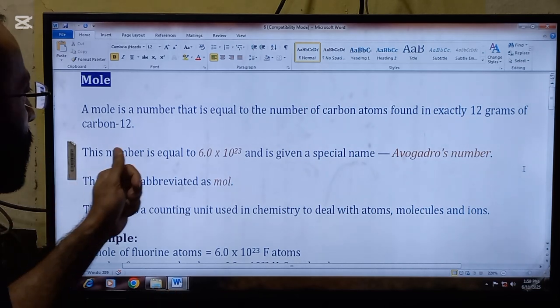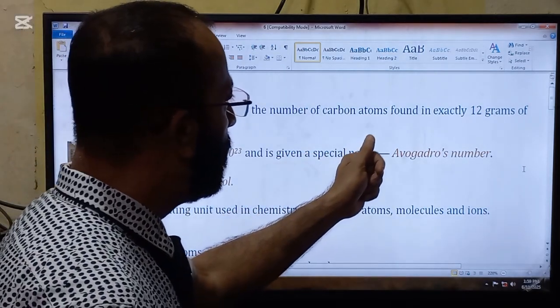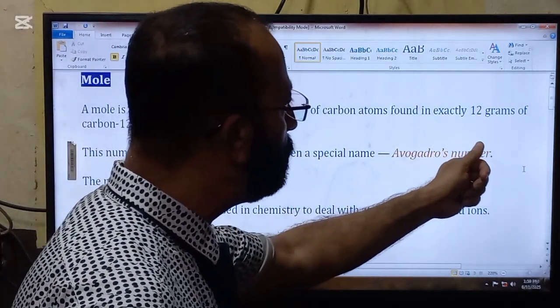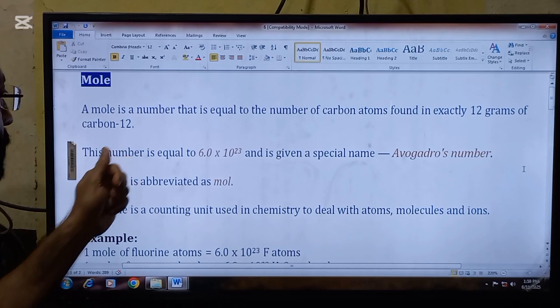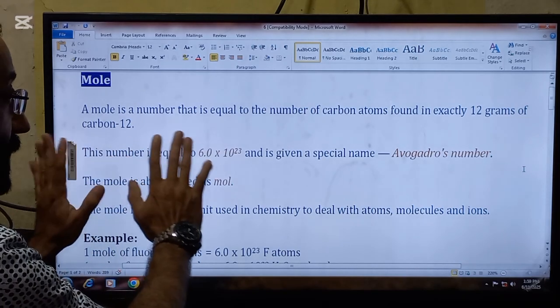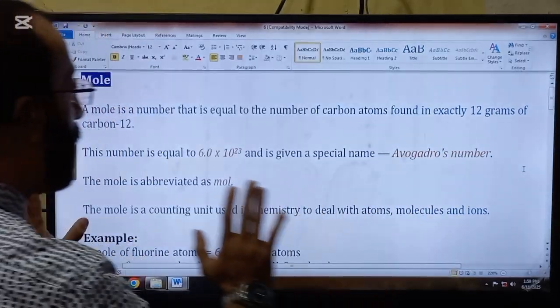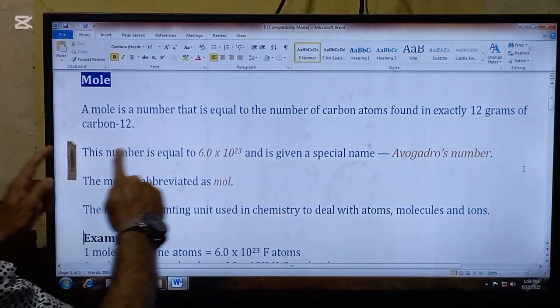A mole is a number that is equal to the number of the carbon atoms found in exactly 12 grams of carbon 12. So a mole is a number that is equal to the number of the carbon atoms found in exactly 12 grams of the carbon 12. So this is the definition.